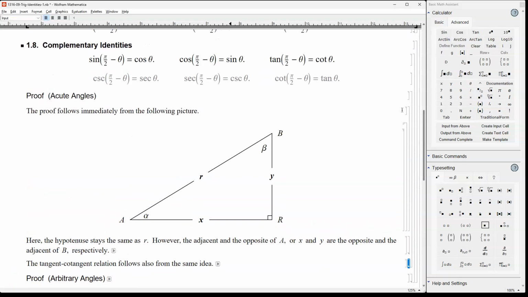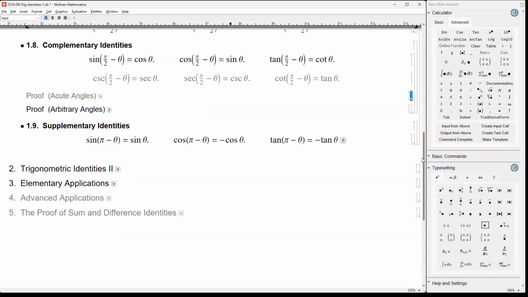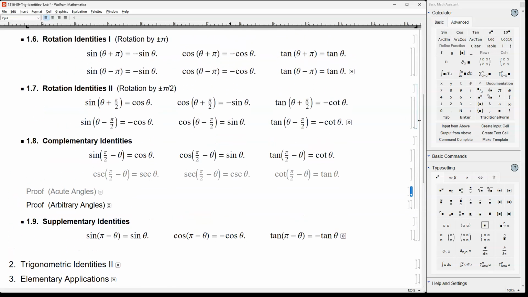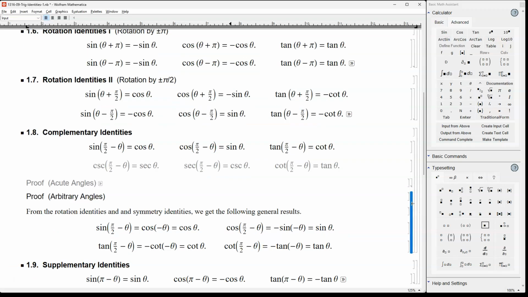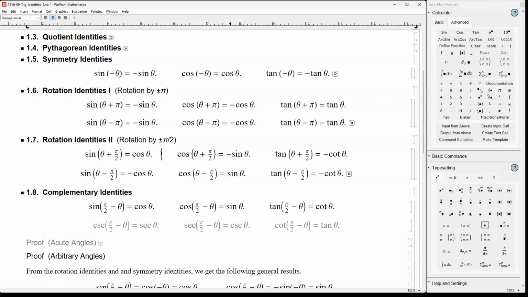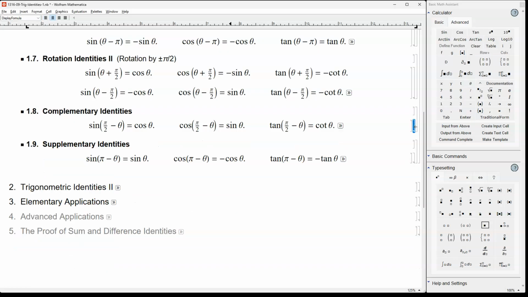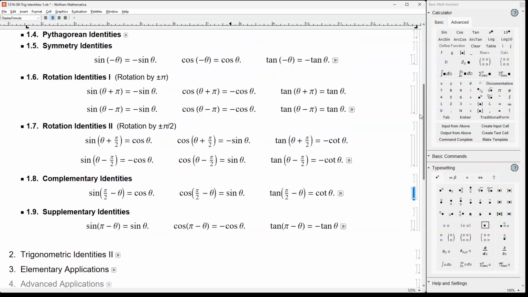But this idea works for acute angles, so that we can embed them into a right triangle. If you have a general angle, then the right triangle method does not work anymore, and you have to use some other method. Among other methods, combining rotation identity number 2, rotation by pi over 2, and then the symmetry identity worked out okay. All right, we'll say we completed 1.8.